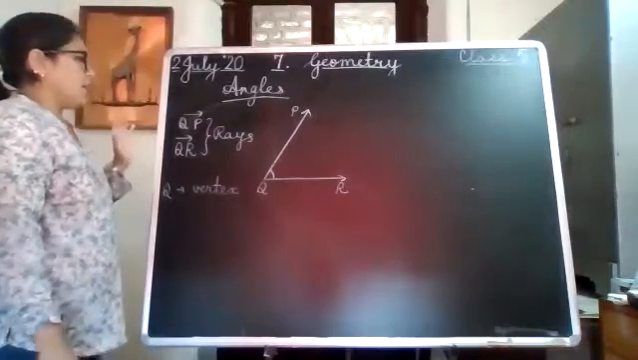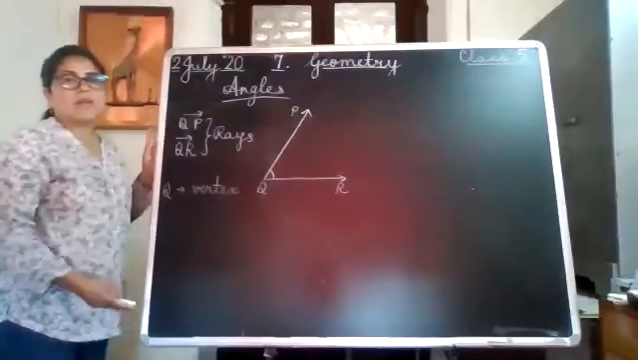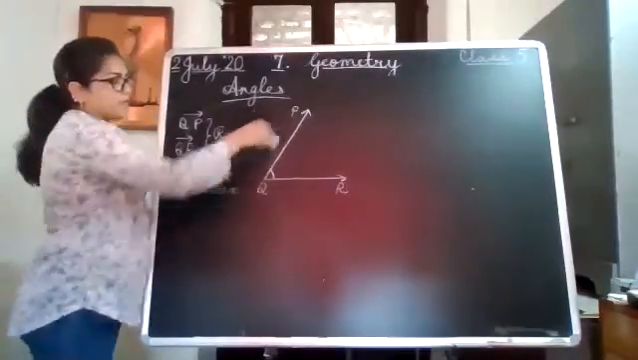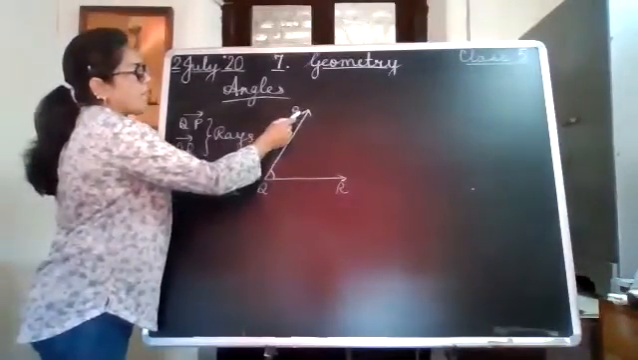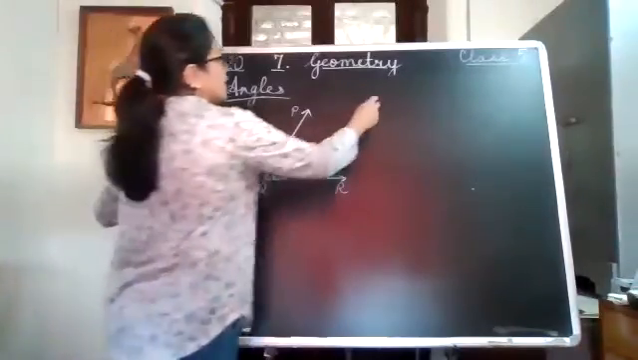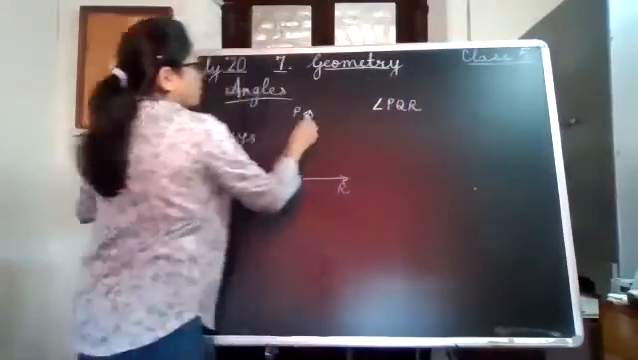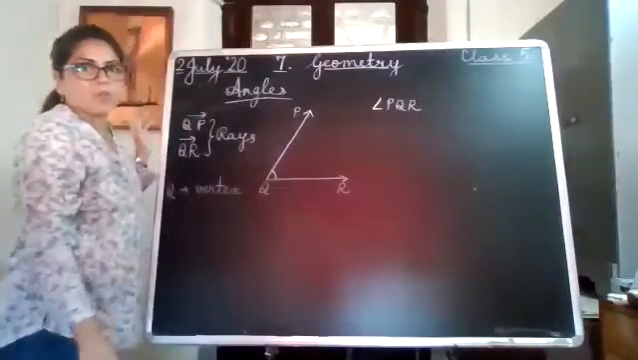Okay. Now, whenever you write the name of an angle, you have to write all these 3 points. And how do you write them? It needs to be in order. So you can either write it as angle. If you're talking about this angle, you can write it as angle PQR. Now this is the symbol for angle, a small angle.